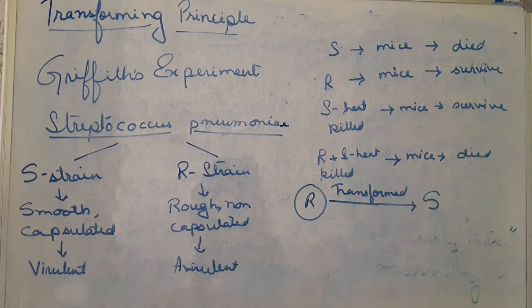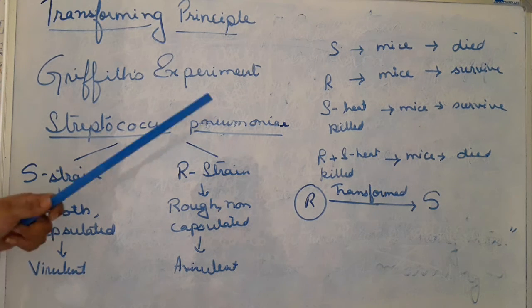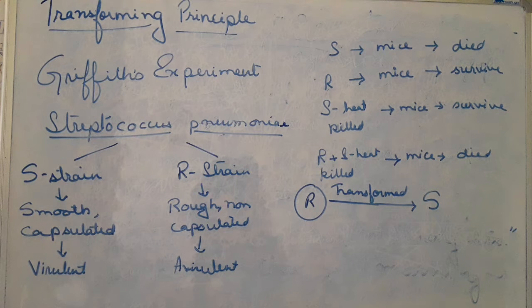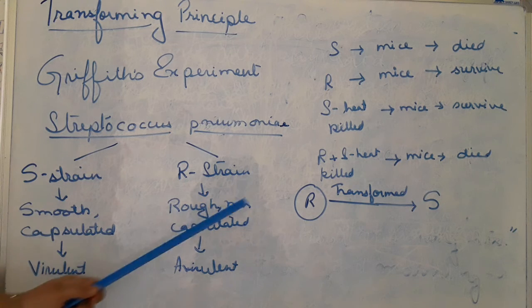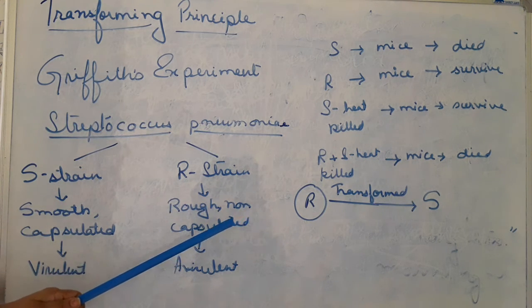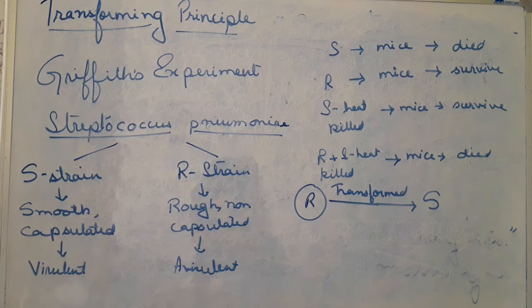Then he killed the S strain by heat and injected it into the mice, and the mice survived. It was not killed. Then the R strain and the heat-killed S strain were injected together into the mice, but surprisingly the mice died. Now you see, individually both survived, but whenever they were combined, the mice died. That means something is happening there, something is being transformed. That means this rough R type strain is being transformed to the S type.